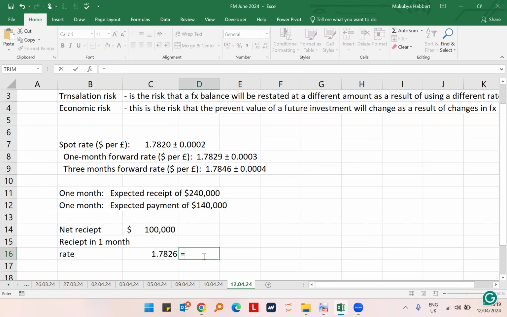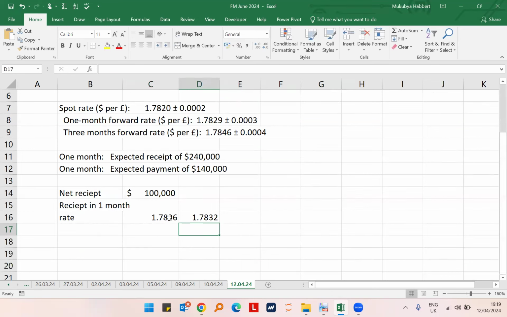The second one is going to be 1.7829 plus 0.0003. This is how I gave them to you in one of the notes that we were doing, but I also mentioned that they can be given to you like this. When they give them to you like this, it means that the first one you subtract, then the second one you add. So basically you create the buy and sell rate. In the exam, you just need to know which rate you are going to use.